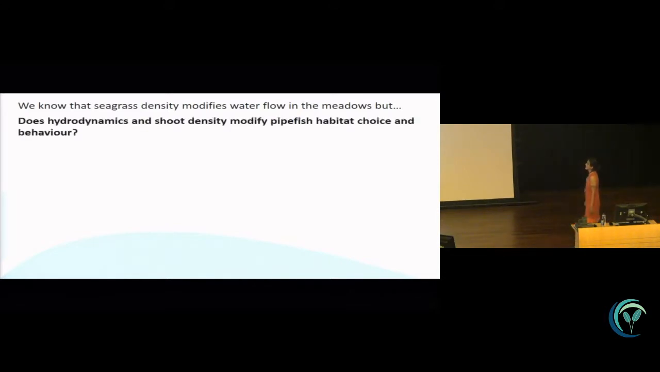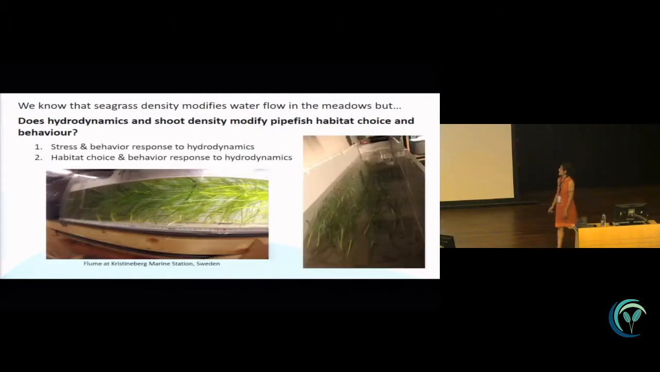We know that seagrass density modifies water flow in the meadows, but does hydrodynamics also modify pipefish habitat choice or behavior? We designed 2 different experimental approaches to address this main question. The first one was an experiment to test the stress and behavioral response of pipefish to hydrodynamics, and in the second one we tested habitat choice and behavioral response to hydrodynamics.